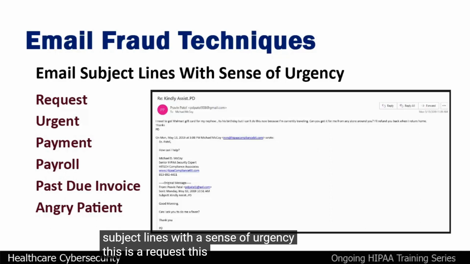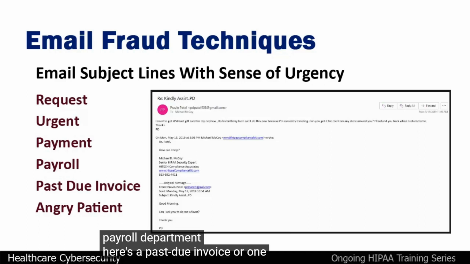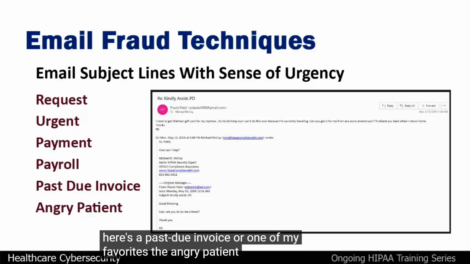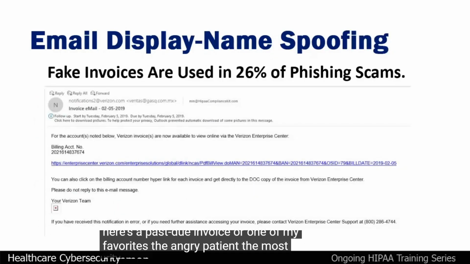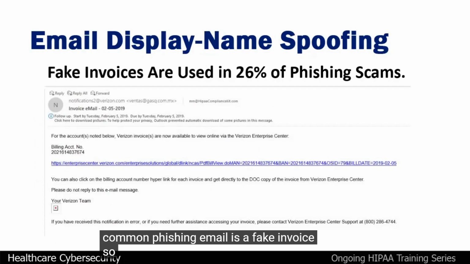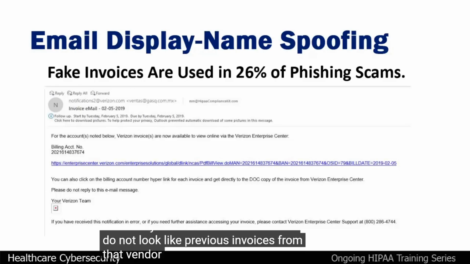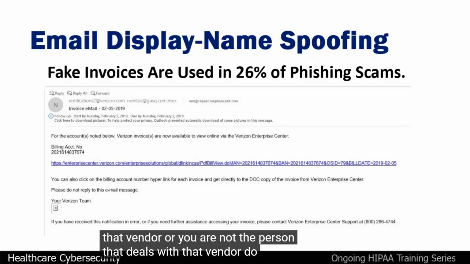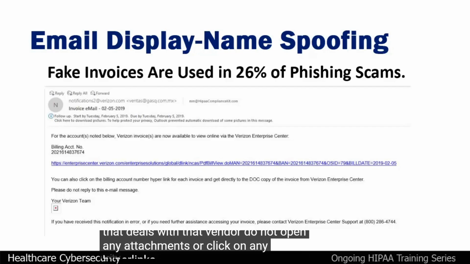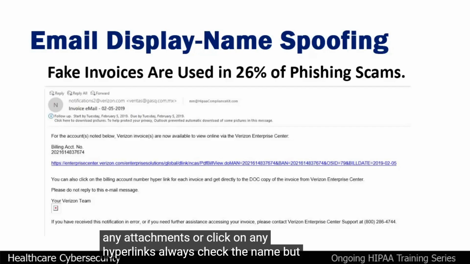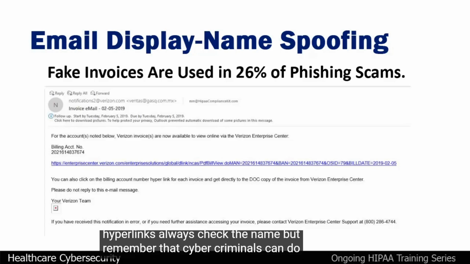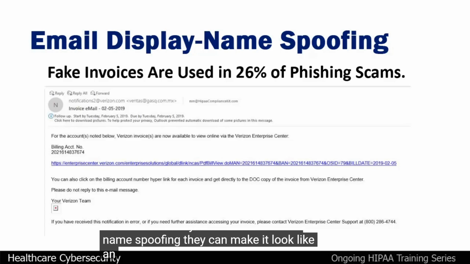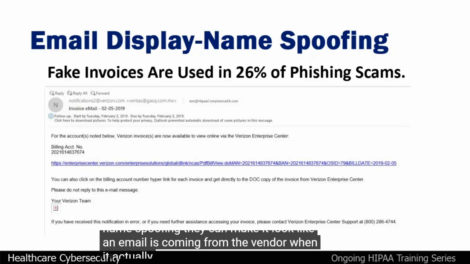This is a request. This is urgent. We need a payment. This is from the payroll department. Here's a past due invoice. Or one of my favorites, the angry patient. The most common phishing email is a fake invoice. So be very careful with invoices, and if they do not look like previous invoices from that vendor, or you are not the person that deals with that vendor, do not open any attachments or click on any hyperlinks. Always check the name. But remember that cybercriminals can do name spoofing. They can make it look like an email is coming from the vendor when it actually originated elsewhere.